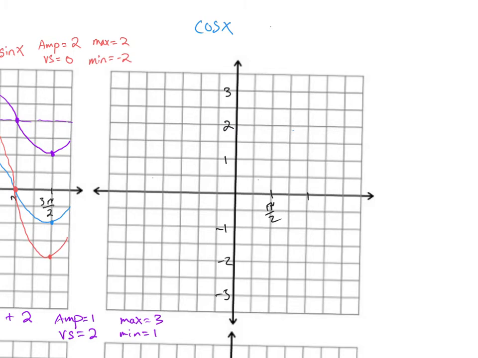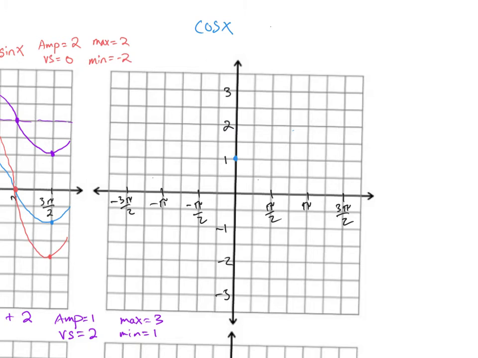pi over 2, pi, 3 pi over 2, negative pi over 2, negative pi, and negative 3 pi over 2. So I want my original one to start at 0, 0, right? Well, not 0, 0. When our angle on the unit circle is 0, we start at 1, 0. So cosine, which is our x value, starts at 1. Oh, blue. I want to make that blue.